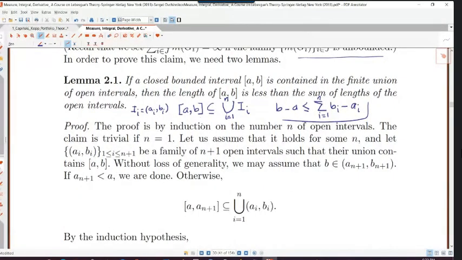Proof by induction on the number n of open intervals. The claim is trivial if n equals 1. Let us assume that it holds for some n, and let Ai to Bi be open intervals where i is between 1 and n plus 1, the family of n plus 1 open intervals such that their union contains this closed interval. Without loss of generality, we may assume that B is between A n plus 1 and B n plus 1.